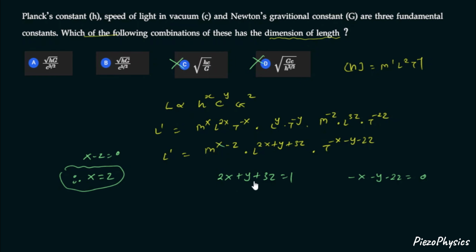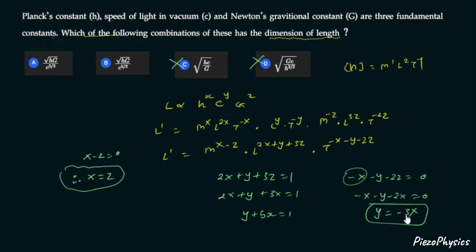And if we put z equals x in 2x plus y plus 3z equals 1, then 5x plus y equals 1, and here we will have minus x minus y minus 2x equals 0, so y will be equal to minus 6x. So the power of y will be minus 3 times the power of x. So from options A and B we can see that option A will be correct.